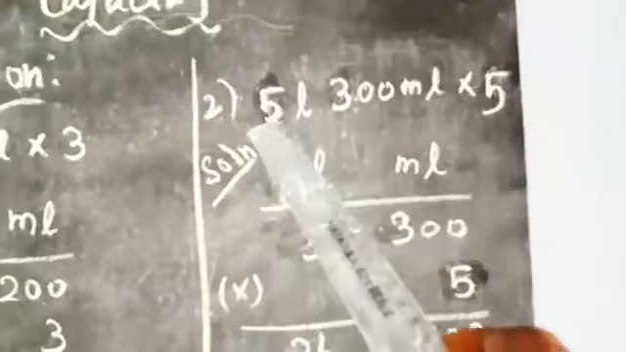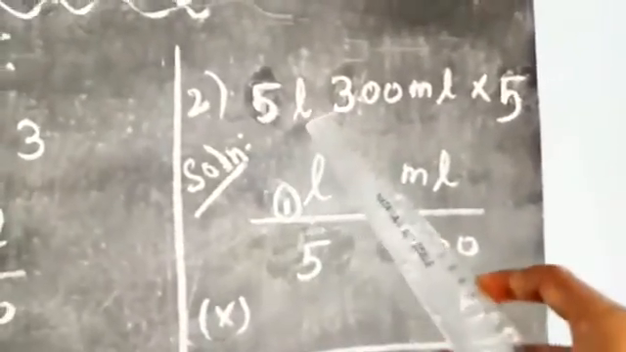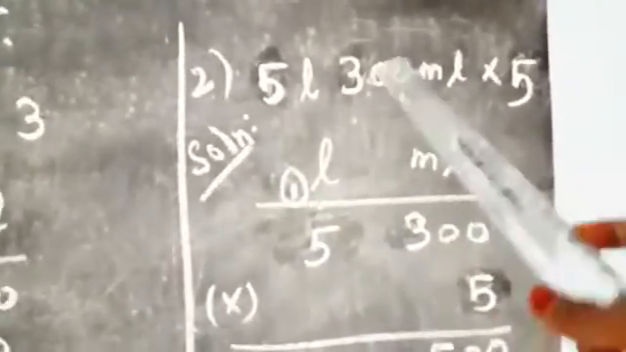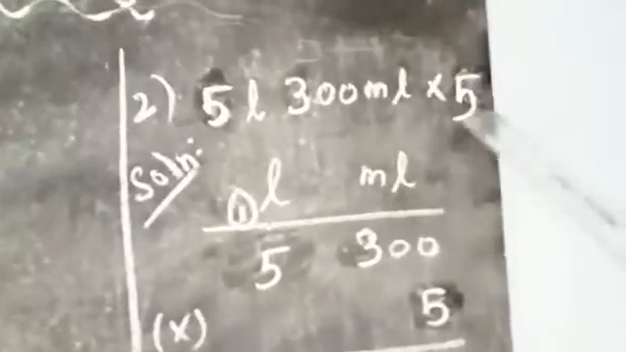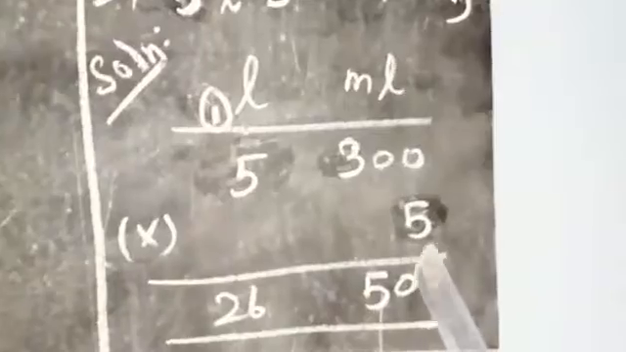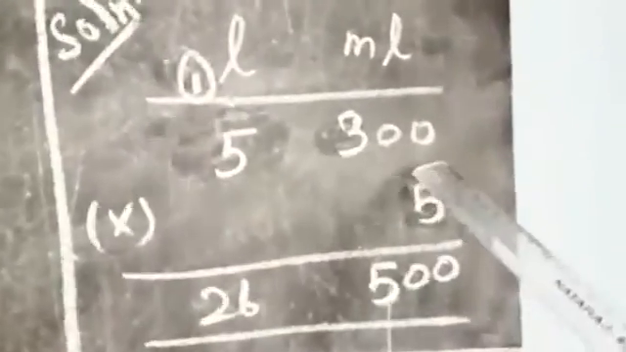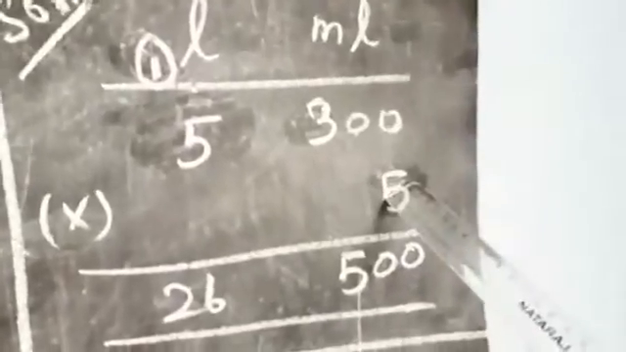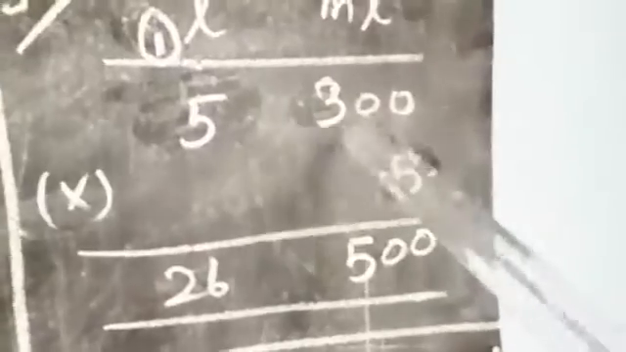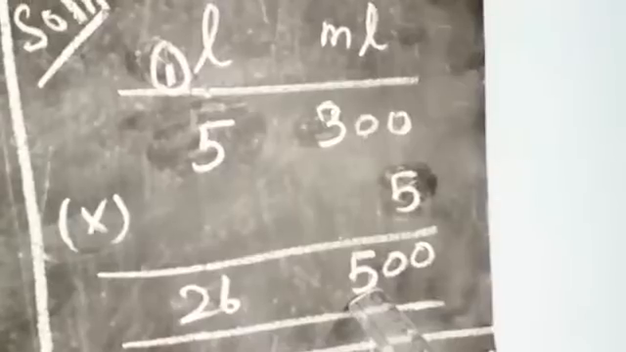Second sum, 5 liter 300 milliliter into 5. Write a solution. Here liter and milliliter will be there. So first you have to write liter and milliliter. 5 liter 300 milliliter, we can multiply by which number? Yes, 5. Do you know the 5 table? So we can multiply each number into 5. 0 into 5 is 0. 0 into 5 is 0. Then 3 into 5, 3 5s are 15. So you can write the number 5 in milliliter.